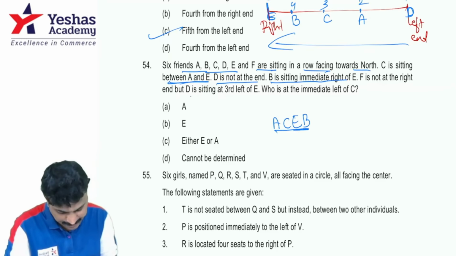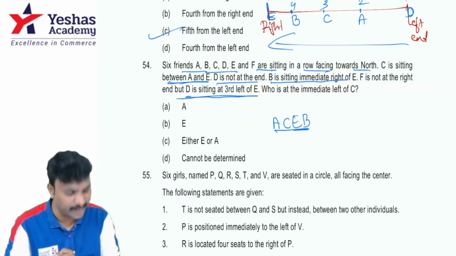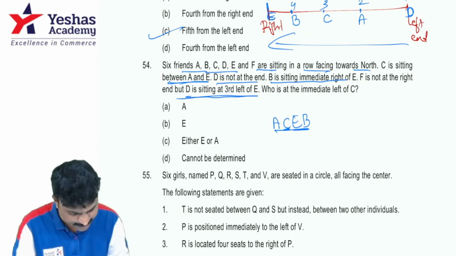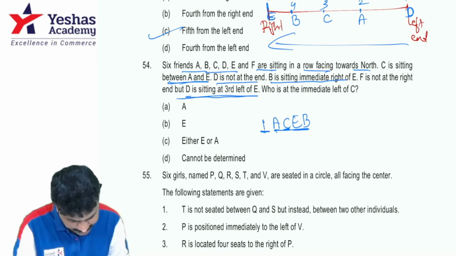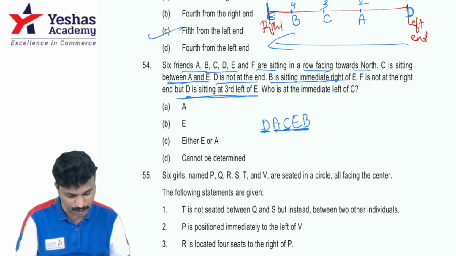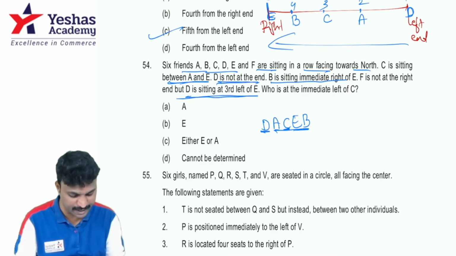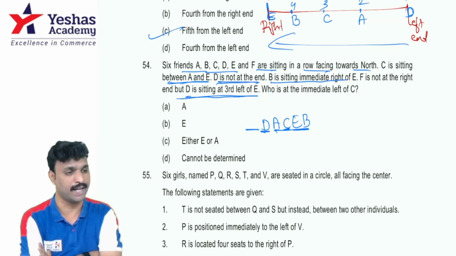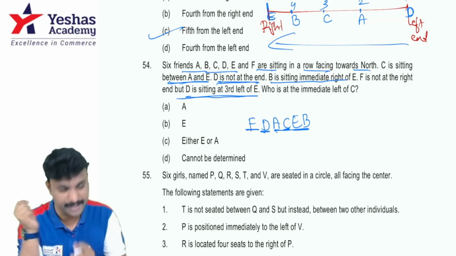What is it? D is sitting at the third left of E because we have marked E already. Third left of E means first left is C, second left is A, third left is here. Who sits here? D sits here. They have said something about D. What is it? D is not at the end. That means there should be someone to the left of D. Who is that someone? Definitely F. F has to be placed over here.